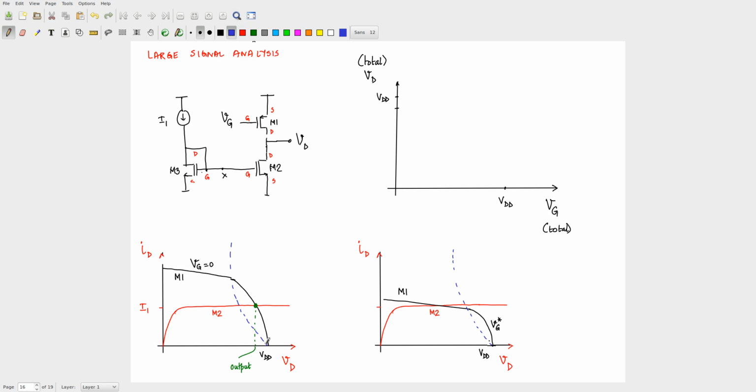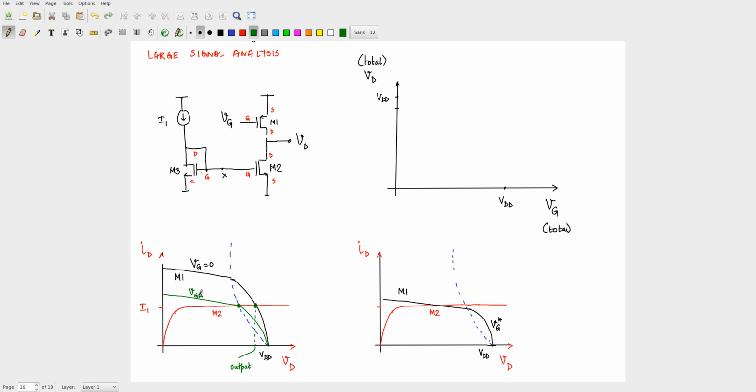How will that look? How will you draw that? Basically it has to come to this point, right? So it has to come up to that point, and then something like that. Okay, so let me call this VGA. So what happens at VGA? At VGA, M1 is just coming into saturation, M2 is already in saturation.